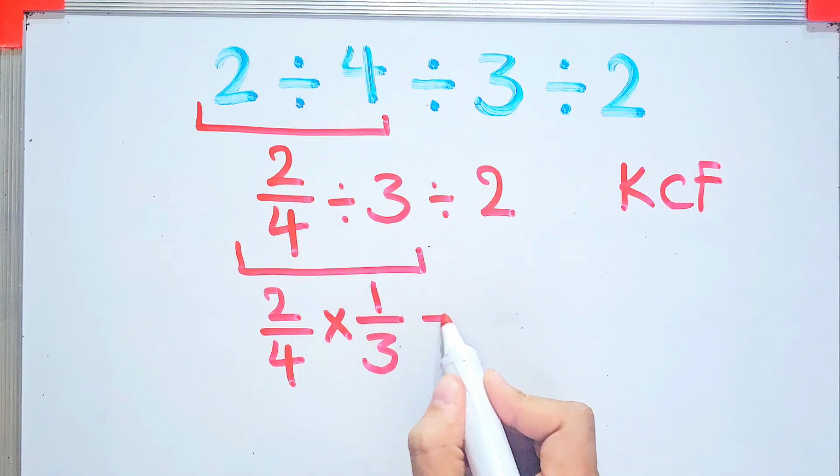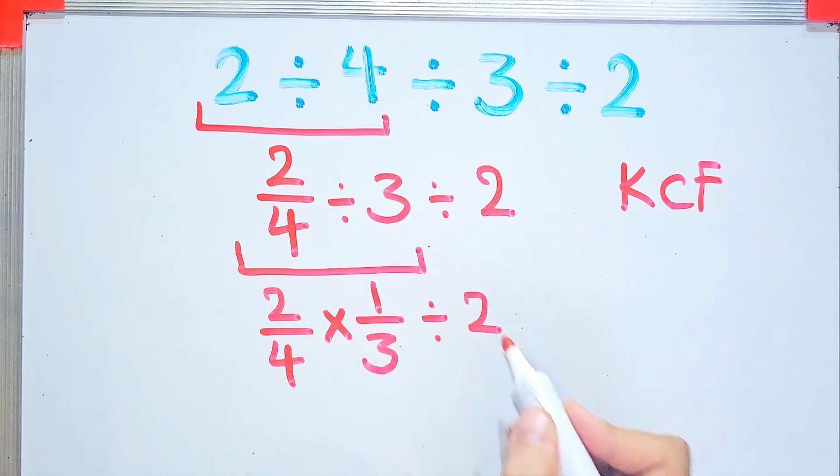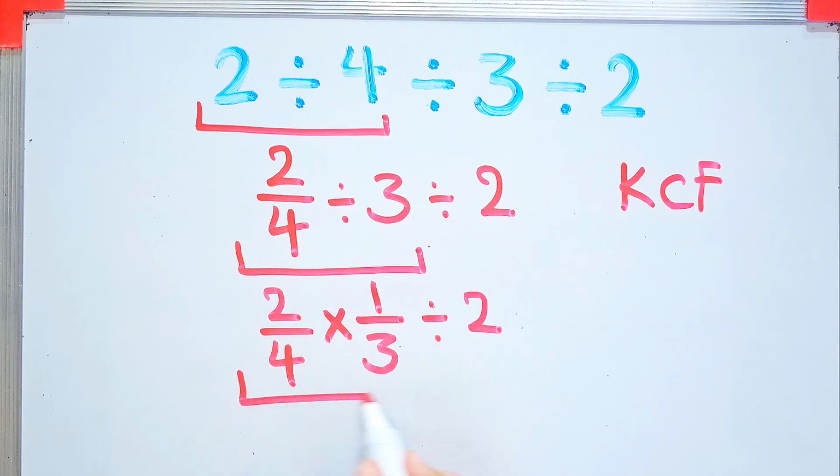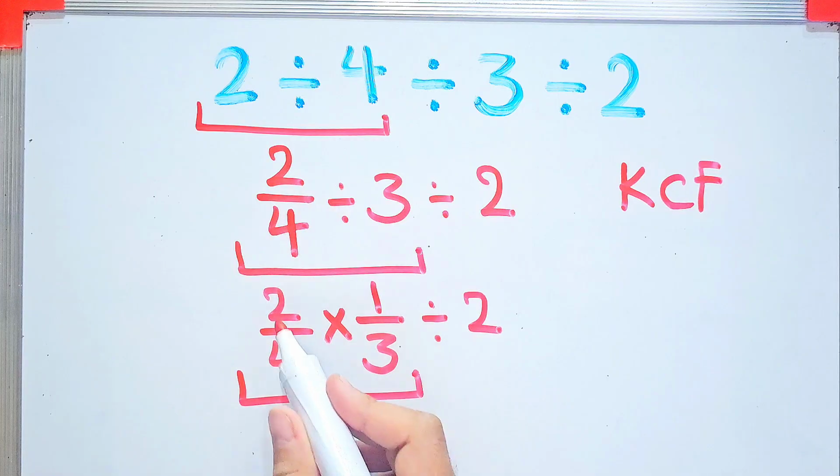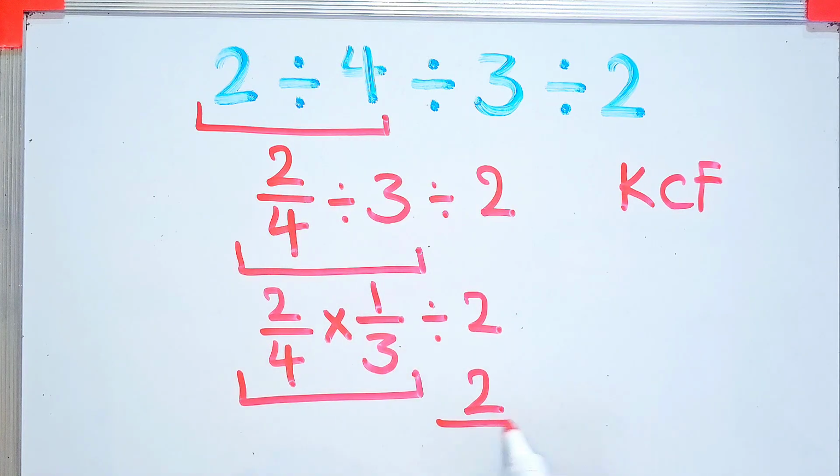As you can see in the image, we simplify the question. In the first part, we do the multiplications and simplify the question. 2 times 1 equals 2 and 4 times 3 equals 12. Now we have a new expression, 2 over 12 divided by 2.